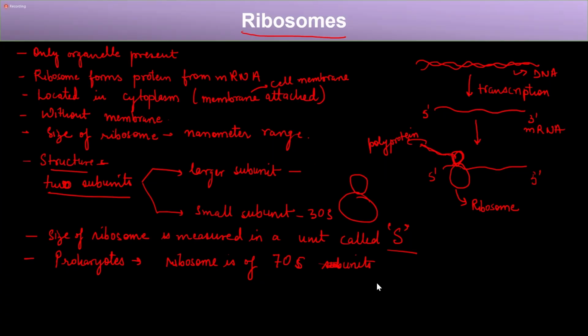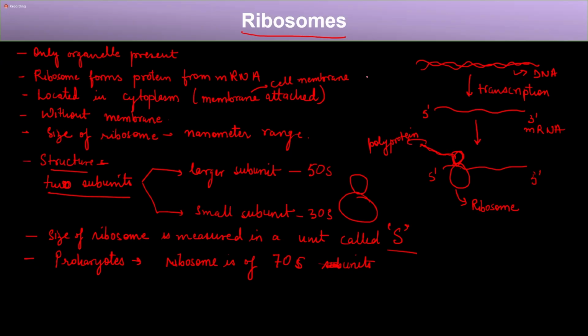So, sorry. The larger one again does not add up, right? If you see the subunits, they do not add up. The larger unit is the 50S subunit and the smaller is the 30S. Okay, so this is what we understood about the ribosome.